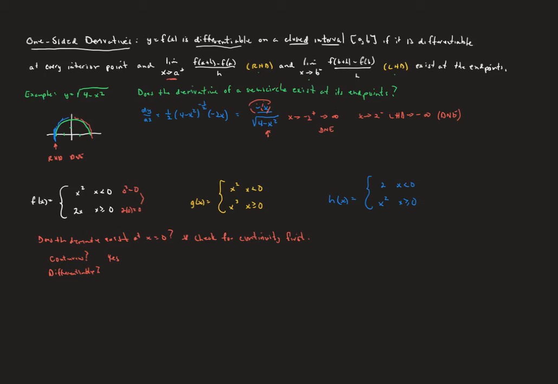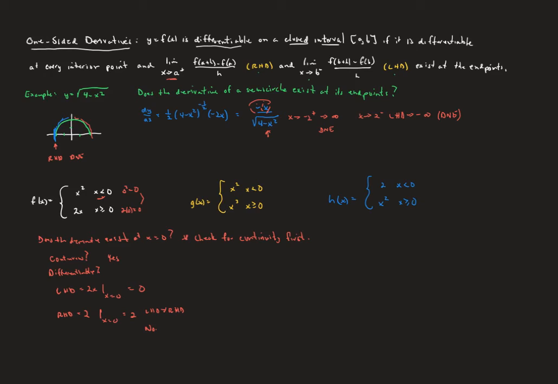So we're going to take the derivative on the left, where we have x less than 0. So I'm going to say the left-hand derivative is going to be 2x, and if we evaluate that at 0, we're going to get 0. And the right-hand derivative is going to be just 2, and at x equals 0, 2 is still 2. So since the left-hand derivative is not equal to the right-hand derivative, the answer to the question, does the derivative exist at 0, is no. So continuous, yes. Differentiable, no.